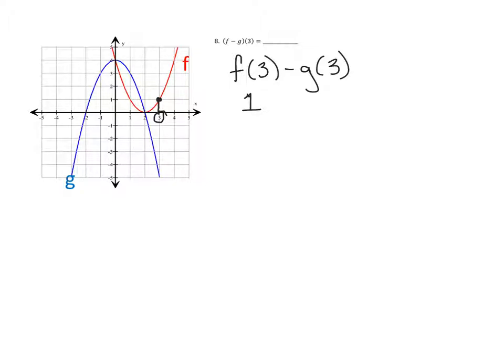Let's find the same for g of 3. We're still finding the same x value, which is 3, but g, remember, is the blue function, so when x is 3, we go up. Looks like it's right here. It looks like that's at the value of y equals negative 5. So we basically have 1 minus negative 5, which is 1 plus 5, which is 6.